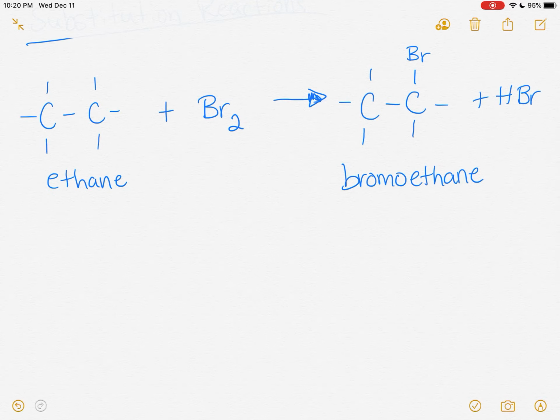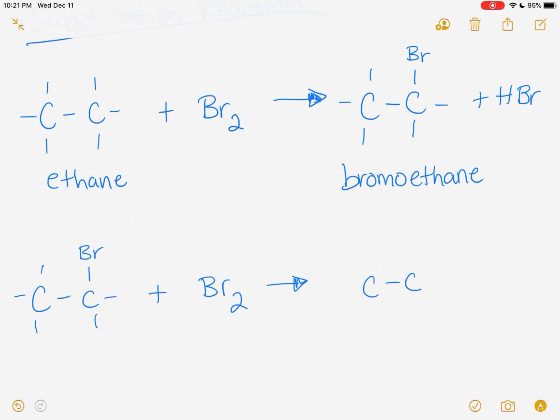Okay. The other type of substitution we can do, so we could take that bromoethane and we could substitute another bromine atom. When we do that, that bromine atom is not going to be substituted onto the same carbon that already had a bromine. It's going to be substituted onto a different carbon. So then we'd make 1,2-dibromoethane.